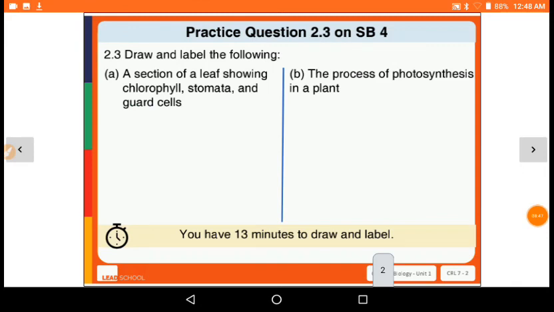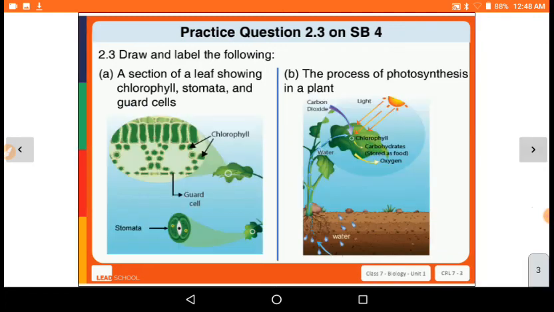So third question, draw and label the following. A section of leaf showing chlorophyll, stomata and guard cell, and this is the first image. You have to do this with a pencil with all the names: chlorophyll, guard cells, stomata, all the indications, and the process of photosynthesis in the plant.